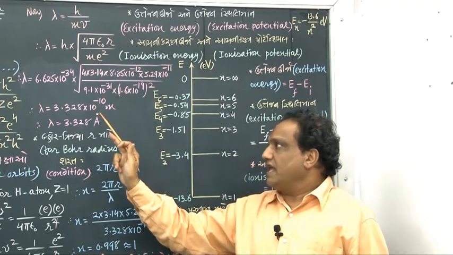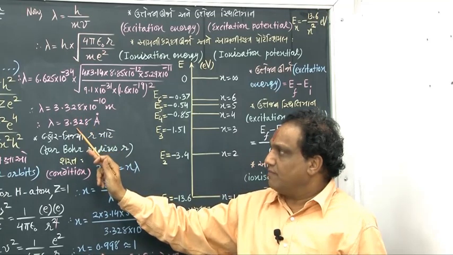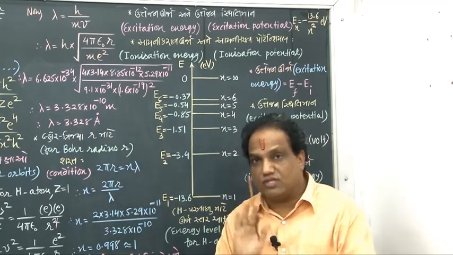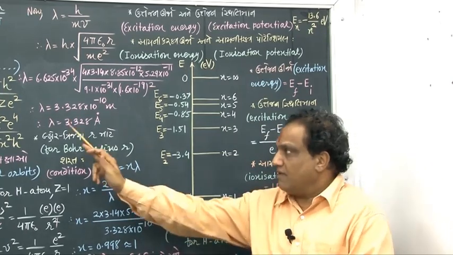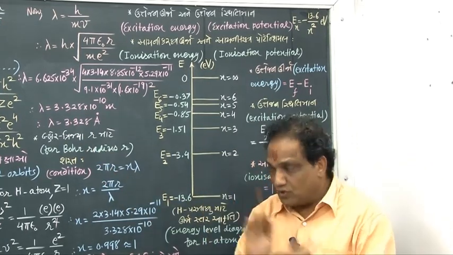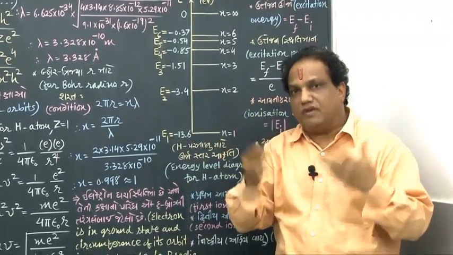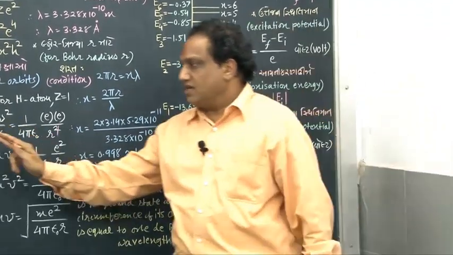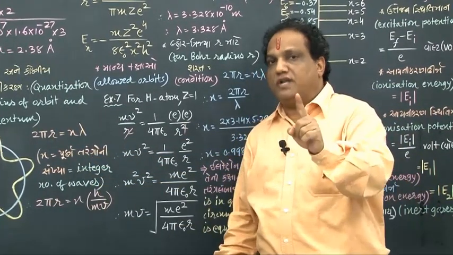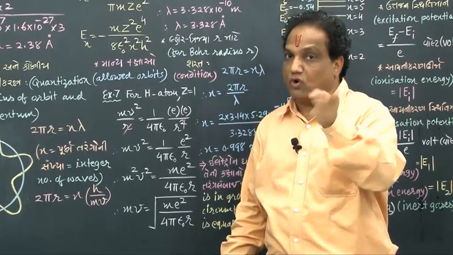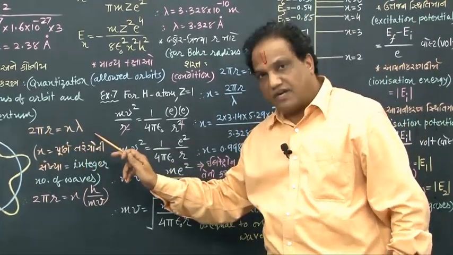But you know, 10 raised to minus 10 meter is nothing but 1 angstrom. So this is as good as 3.328 angstrom. Correct? Now wait. What does it mean that the lambda value is this much? I am showing you. When the orbiting electron behaves like a wave, this condition is satisfied by the Bohr radius. Bohr radius is the radius of the Bohr orbit, and the radius of the Bohr orbit is such that it satisfies this condition.